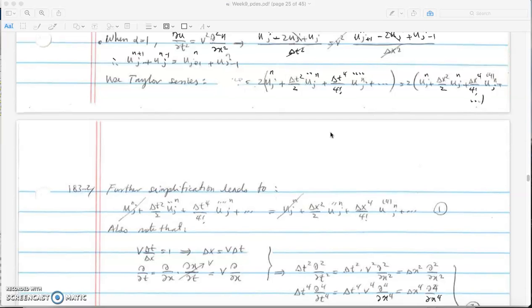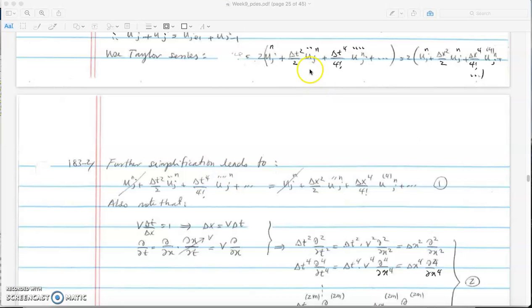So we're going to do a lot of cancellations here. The 2 uj cancel out from both sides, and then we use the condition that del t squared is equal to, from here. Because our alpha was 1, del x squared is going to be v del t squared if you cross multiply here. So we use this condition to relate del t to del x.